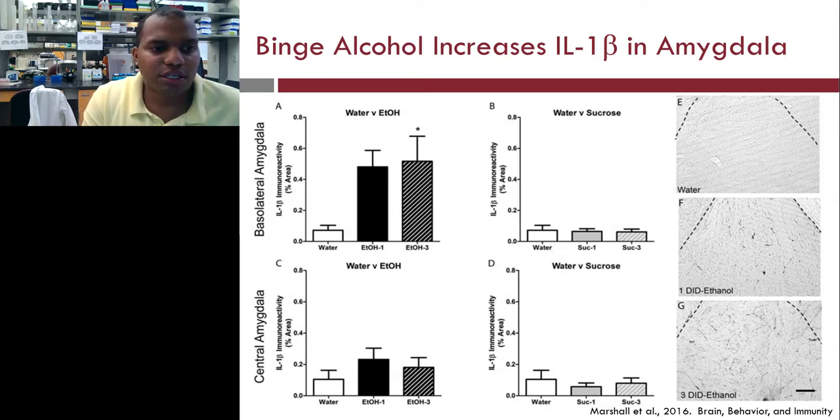This slide shows on the left animals that got water or ethanol, and on the right, the animals either got water or sucrose. The top half is looking at the basolateral amygdala, and the bottom half is looking at the central amygdala. And so what we found was that specifically in the BLA, there was an increase in IL-1 beta after 3 cycles of abuse. This did not occur when the animals only had access to sucrose. And again, it did not occur in the central amygdala.